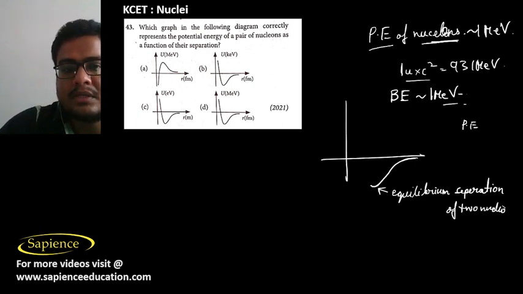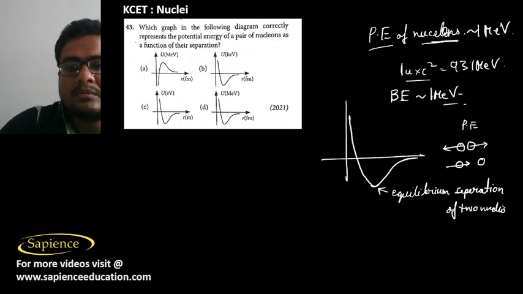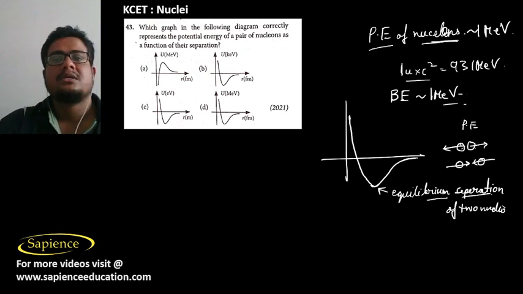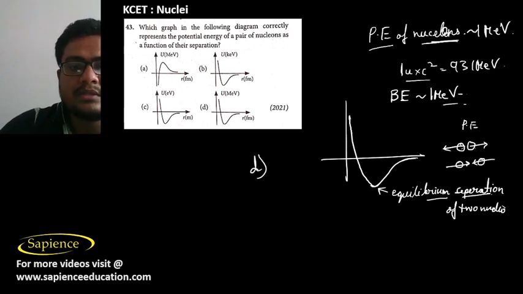And then gradually the energy will increase when it comes close. So it means when the two nucleons are very close, then there will be repulsion, and when they are very far apart, then there will be attraction. And when there is equilibrium separation, then the net force between them will be 0. So option D is the correct one.